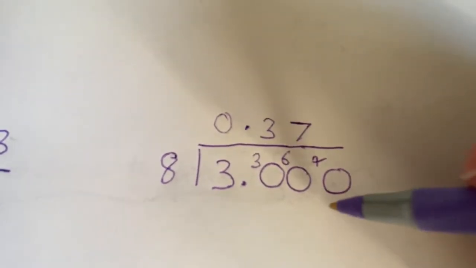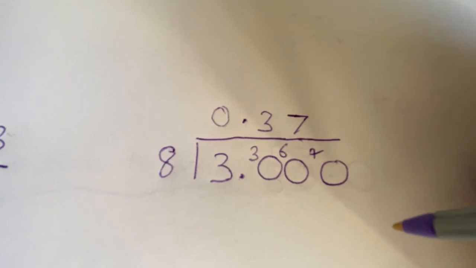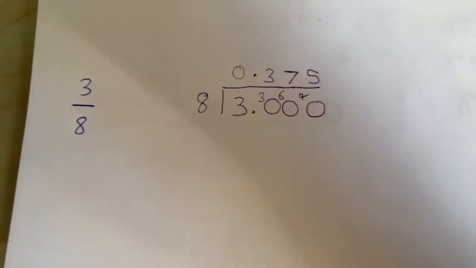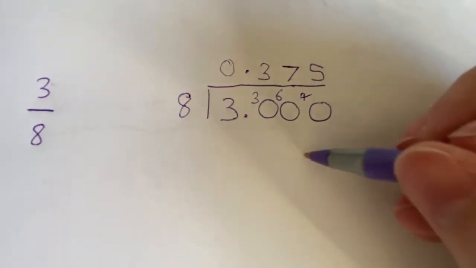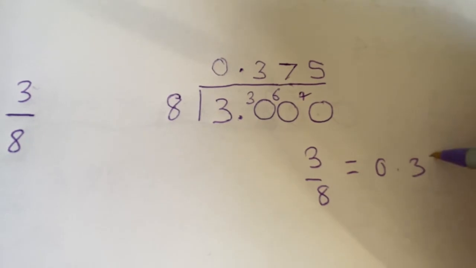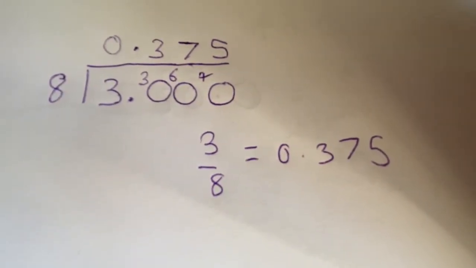And then because I've now gone to the thousandths column here, I can just put another 0 in because there's nothing there, but I can still carry over. How many 8s fit into 40? It's 5. So actually, 3/8, or 3 divided by 8, is 0.375. So that's how I can convert those tricky fractions into decimals.